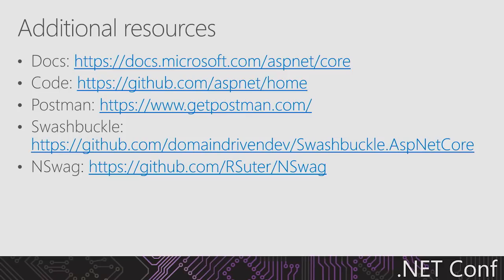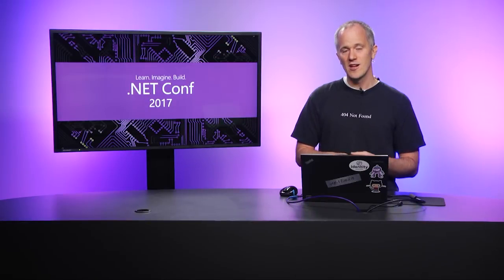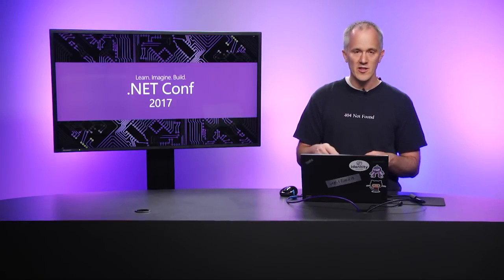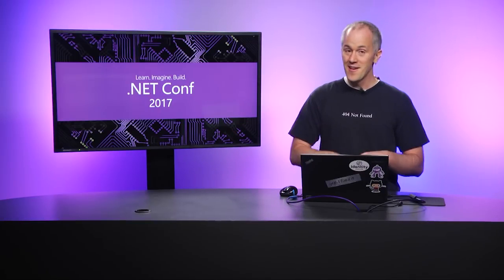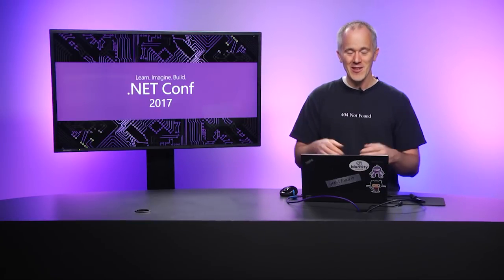I used Postman today. If you want to learn about generating OpenAPI specs for your APIs, check out Swashbuckle. It's a cool tool. You can also do code generation to generate clients from your OpenAPI specs using a cool community project called NSwag. Definitely check that out.